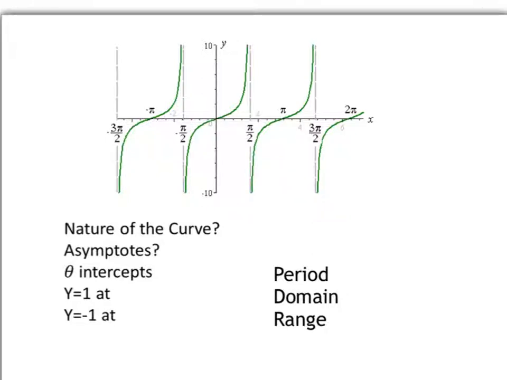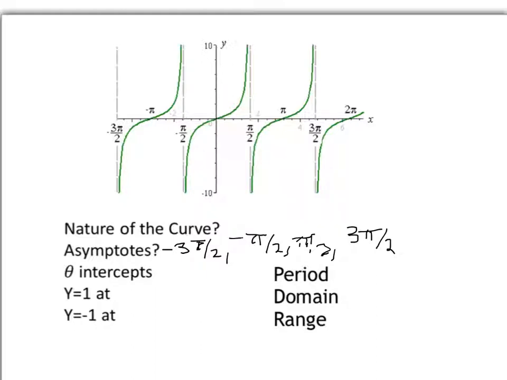So here we see an example of a tan graph. We also could see that as far as the curve, it is periodic, but it doesn't seem to be continuous. We see that we have asymptotes at negative 3 pi over 2, negative pi over 2, pi over 2, and 3 pi over 2.